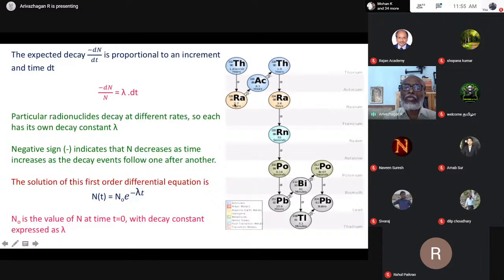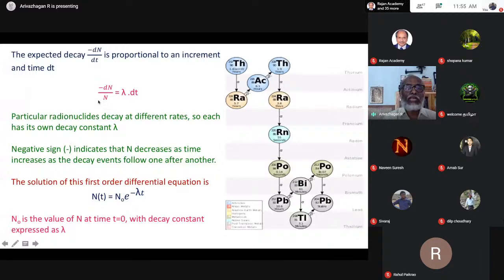At the same time, this process is not dependent upon the other process. This process is not dependent upon the previous process. So each and every process is independent of the others. From this order, Poisson found the decay is exponential. The minus sign denotes that n decreases as time increases. Therefore, the minus symbol is there.